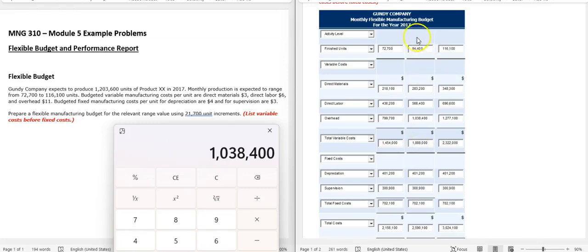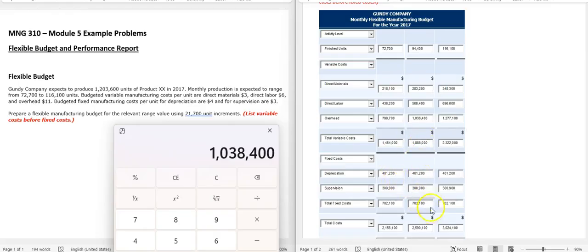Fixed cost, if we produce 94,400, will be exactly the same as if we were producing 72,700. Because remember, fixed costs stay the same regardless of the level of activity.